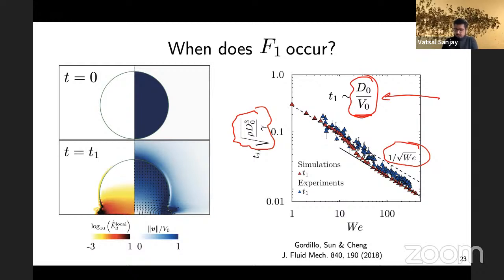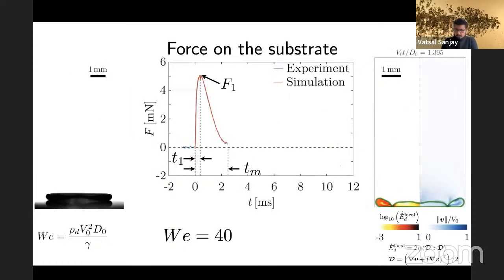In fact, this solid black line that you see has an exact solution of 1 over 6. That once again comes from this paper by Leonardo Gordillo. So that was the story about the first peak, which is intuitive. It's the first peak which comes in because of the impact, the inertial impact of this droplet.